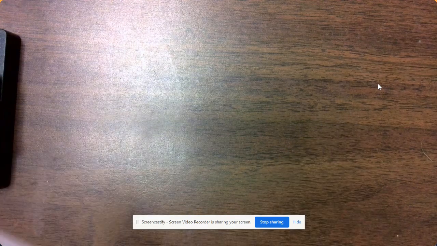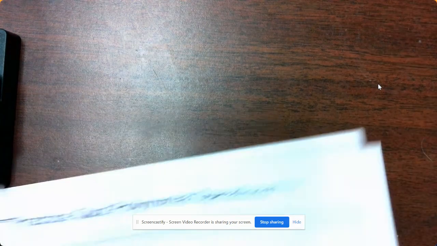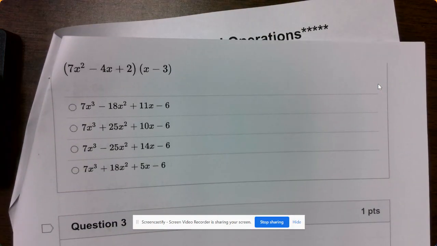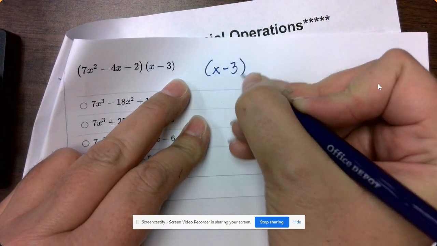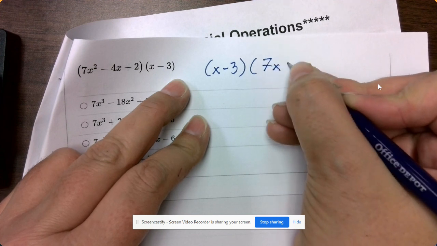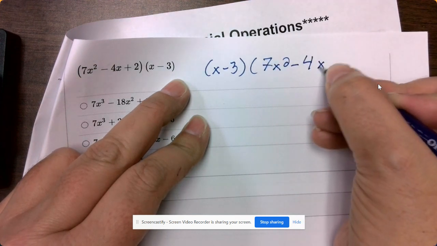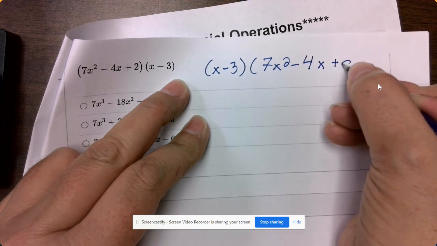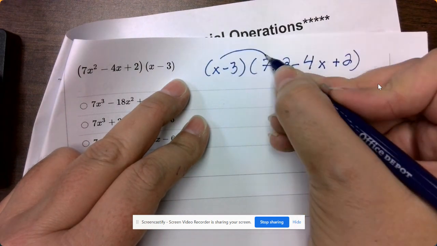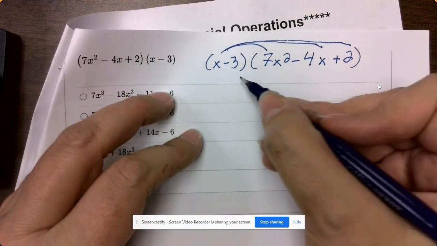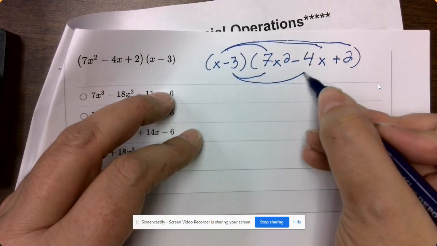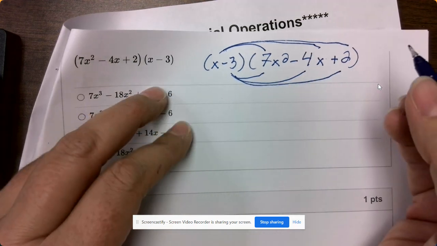Okay, next one. So next one, it says perform the indicated operation again. So this one, everybody, we're multiplying. If you want, you can rewrite it. So you have x minus 3 times 7x squared minus 4x plus 2. Remember, we're going to distribute. So we're going to distribute all these. Same with this one. Okay, and then we'll combine like terms.